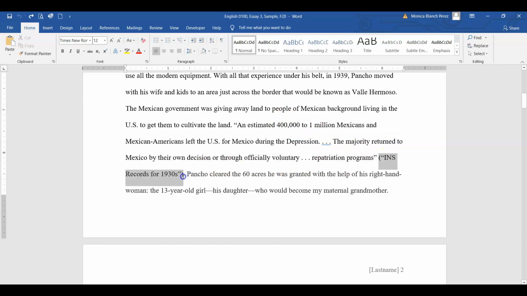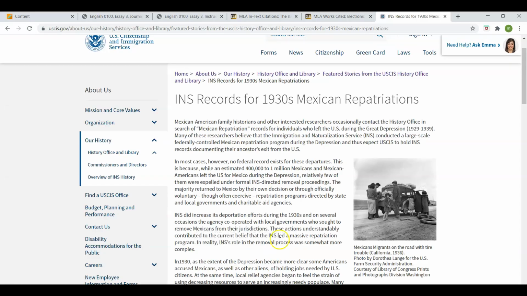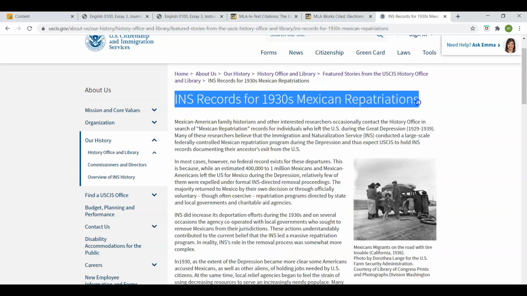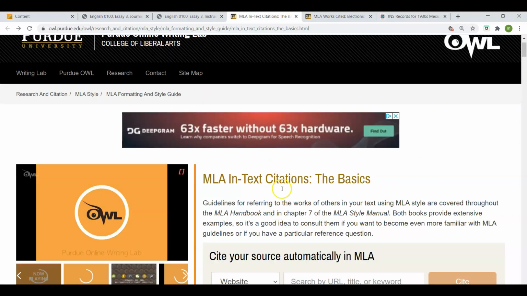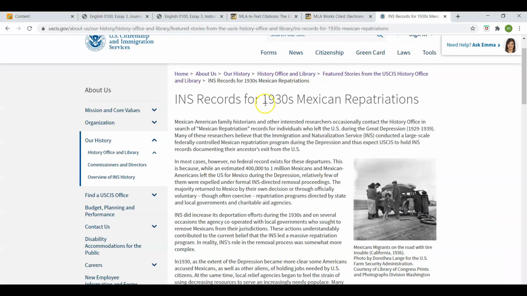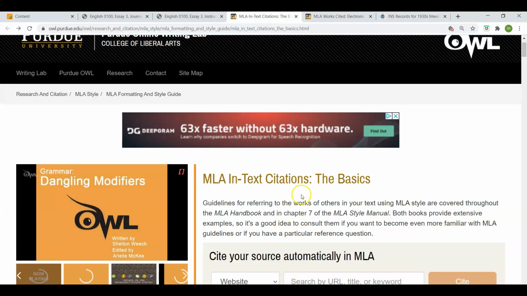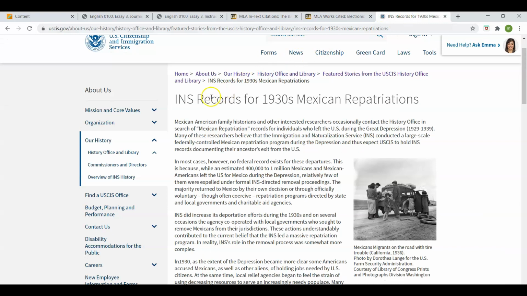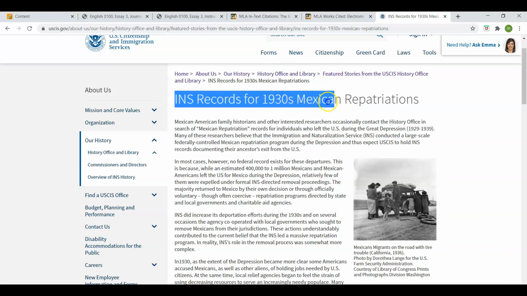Secondly, what is this parentheses for? This parentheses is to show that it came from that article. So if we go back to the article, this is the name of the article, but it's a really long article. INS records for 1930s Mexican repatriations. When I look at the guidelines here about citations, and there are several examples shown throughout the page, what I saw was that sometimes instead of putting the whole title, they would abbreviate it. Maybe like 1 or 2 words, 3 words, like tops 4 words. So that's what I did. I took the first 4 words of the title and that's what I put.